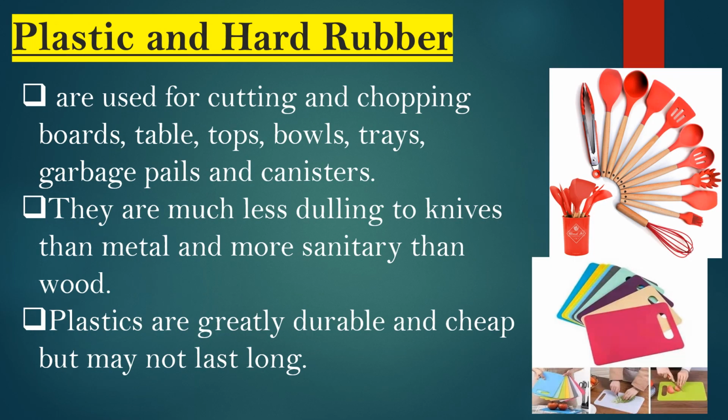Next tayo sa plastic and hard rubber. They are used for cutting and chopping boards, tabletops, bowls, trays, garbage pails, and canisters. They are much less dulling to knives than metal and more sanitary than wood. Plastics are greatly durable and cheap but may not last long.